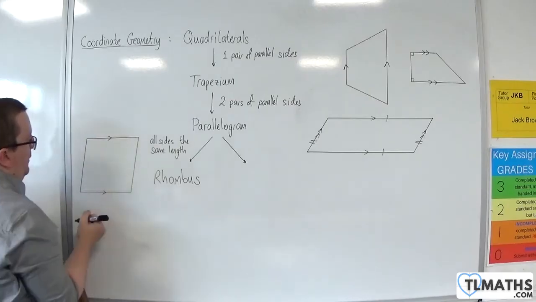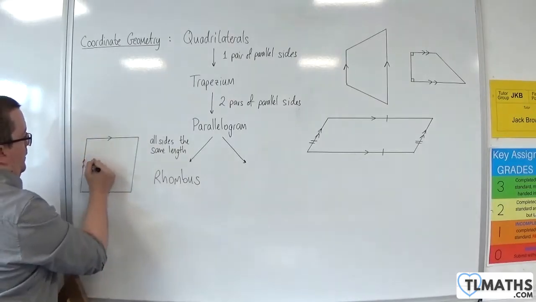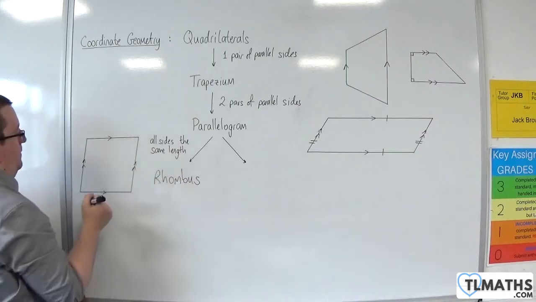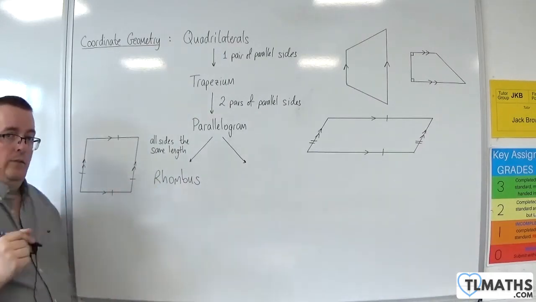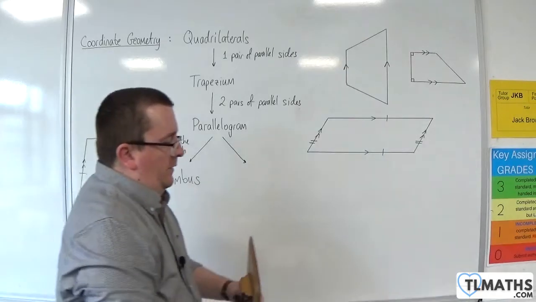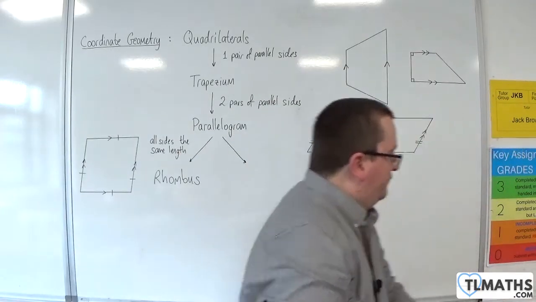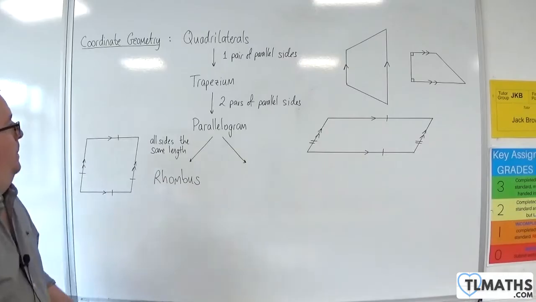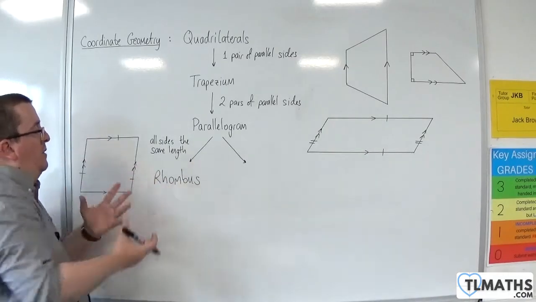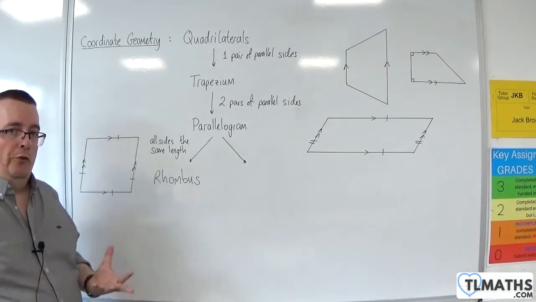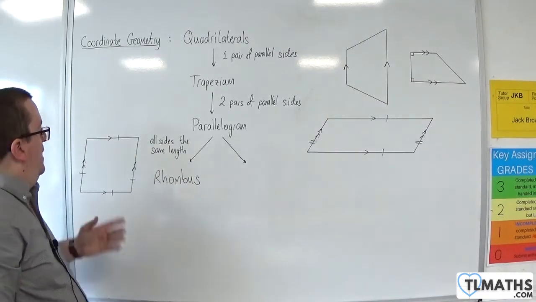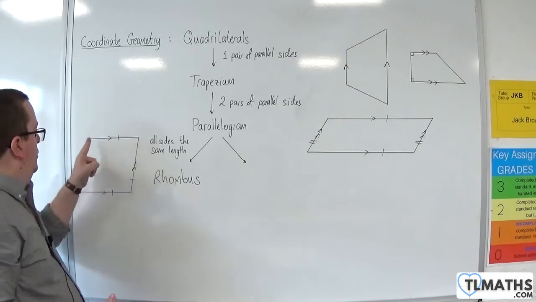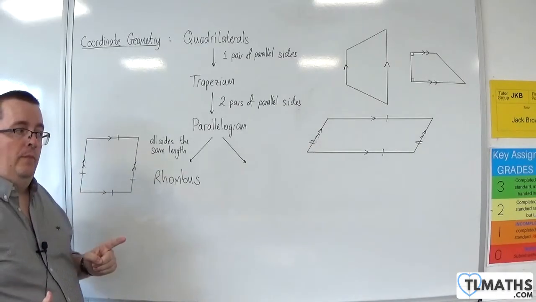Right, okay. So this side is parallel to this side. This side is parallel to this side. And all sides are the same length. Okay? And so that is your rhombus. Now, how could I make the rhombus more specialized? Well, I can make the rhombus more specialized by making all of the angles the same.